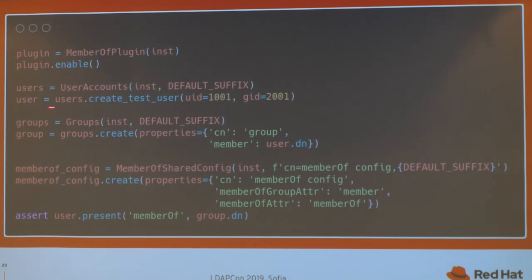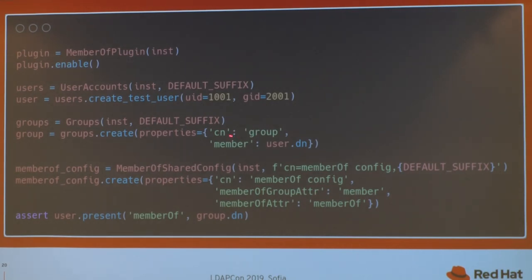Then you can create a user. Here, as an example, I showed that we have a create test user method. It just creates the user with a certain set of attributes, so as not to bother while testing something. And then for the group, you do something like this, but here you directly supply the properties, which are just attribute value pairs.